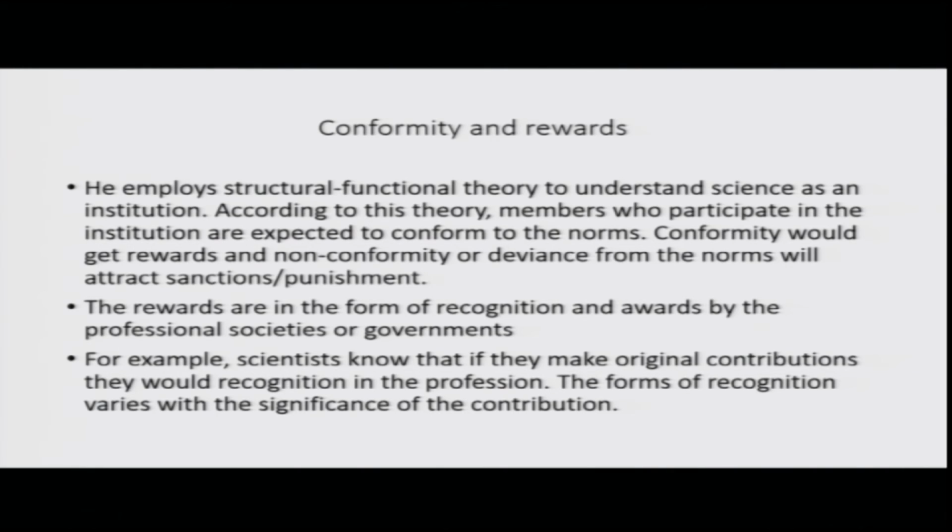For example, scientists know that if they make original contributions, they would get recognition in the profession. The forms of recognition vary with the significance of the contribution. For example, the Nobel Prize is the highest kind of recognition that anybody in science can get, because the contributions for which it is awarded are very fundamental contributions which change the way we look at the phenomena. And there are several other kinds of recognitions.